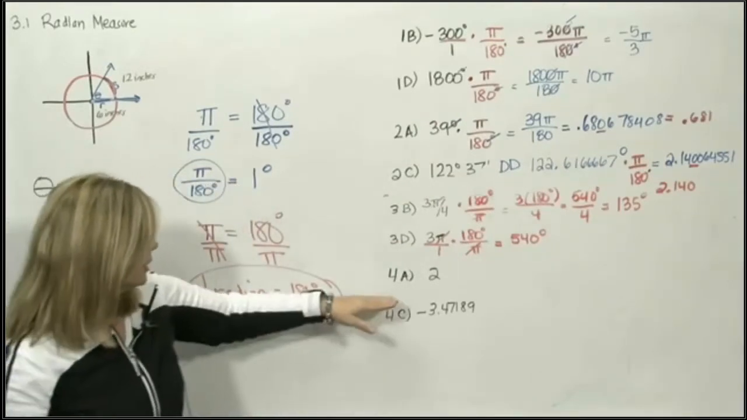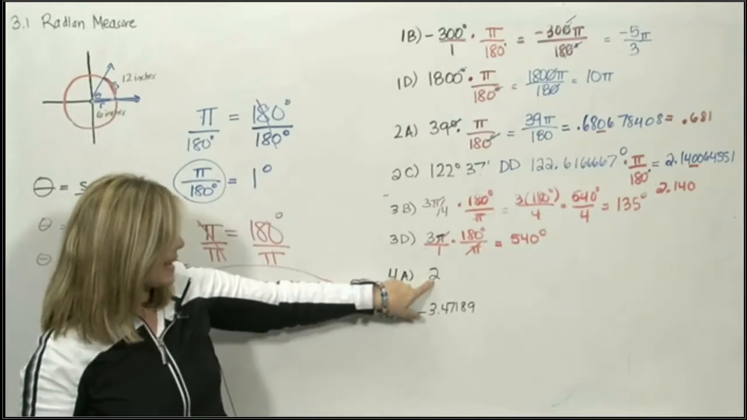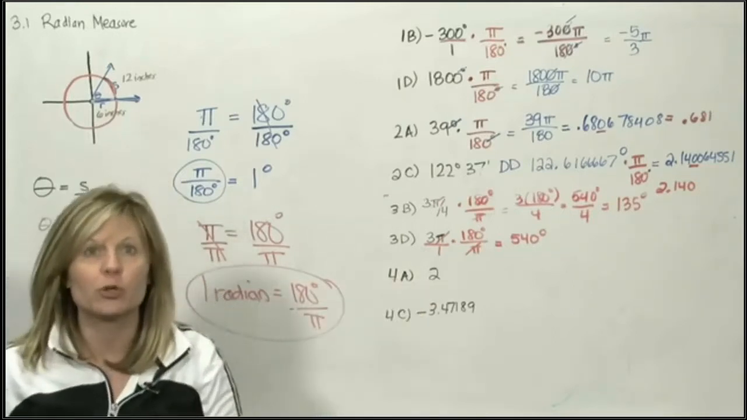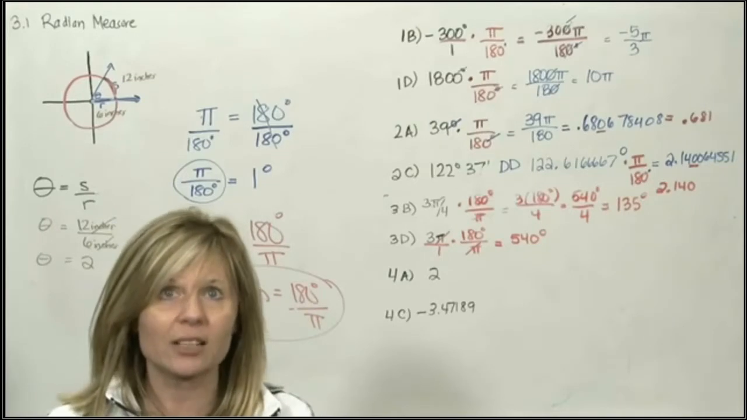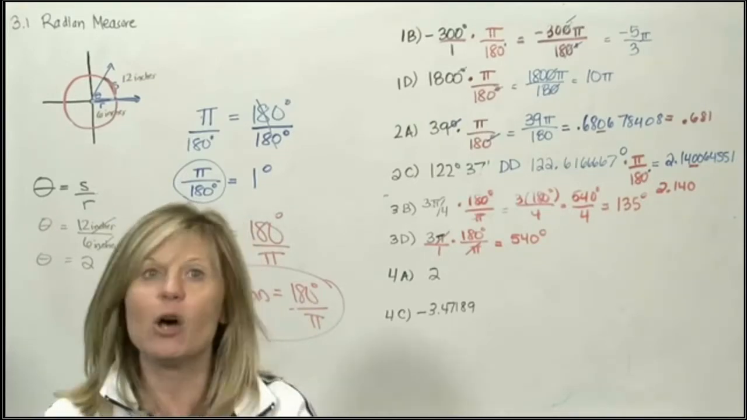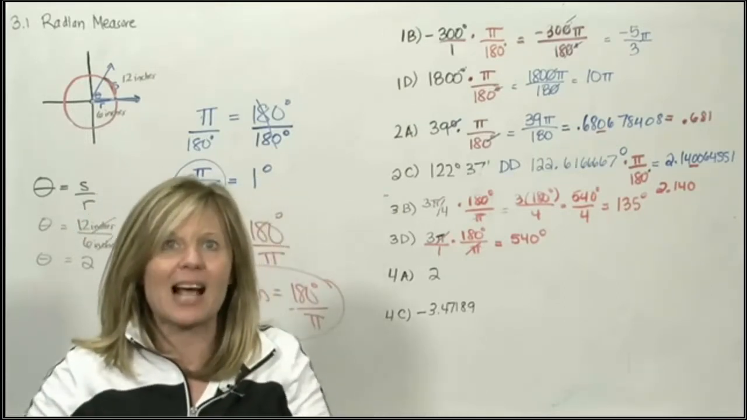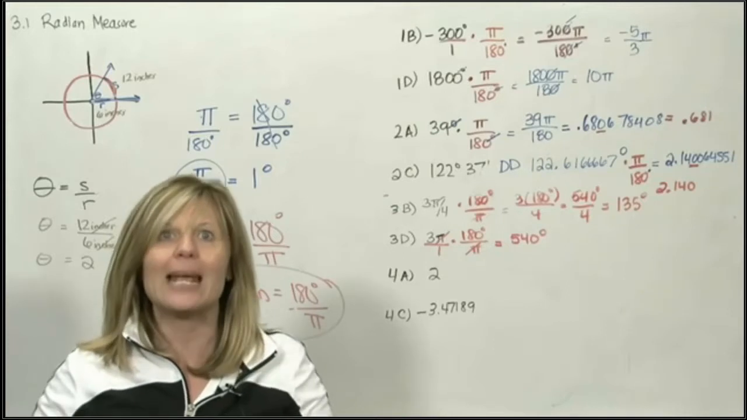Now, let's go to the last set, 4A and C. 4A, that's an angle measurement. It's the number 2. Do you see a degree symbol with it? Heck no. So that means that angle's in radian measure. Even though it has no pi, it's a number. An angle measurement that's an actual number is in radian measure.